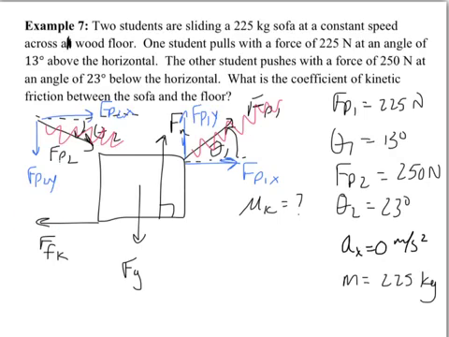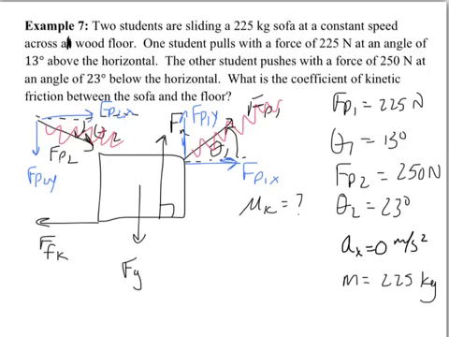This first person was pulling upward at an angle above the horizontal, so their force is up. But the other person was pushing, remember, at an angle below the horizontal, so this portion is down. So this is acting up in the y, this is acting down in the y. Fn is acting up in the y direction right here, and Fg is acting down in the y.